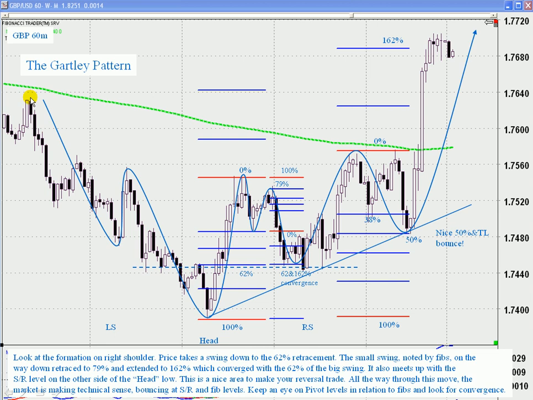I did not draw a trend line here, but it appears to me that if we draw a trend line from here through here, this comes to the back side of the trend line.